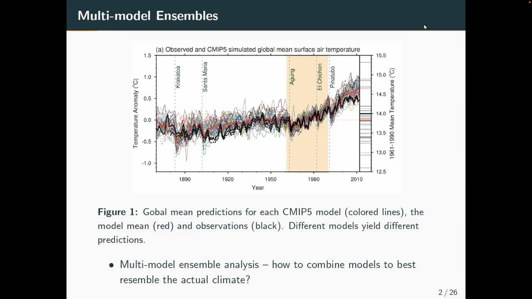So the problem of multi-model ensemble analysis is how do we take multiple climate models, an ensemble of climate models, as they usually refer to it, and combine them together to give us some sort of prediction that looks relatively close to what actually occurred.